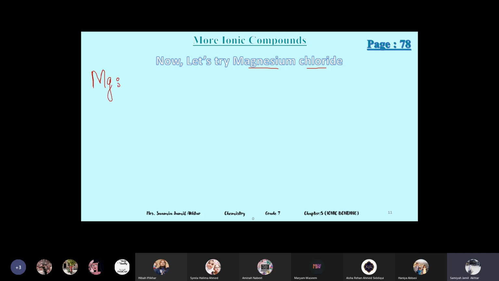Magnesium has 12 electrons. Its atomic number is 12. You can see it from the periodic table, because sometimes the atomic number is not given, so you have to see it from the periodic table. And chlorine is again 17, 17 electrons. So what will be the configuration of magnesium?